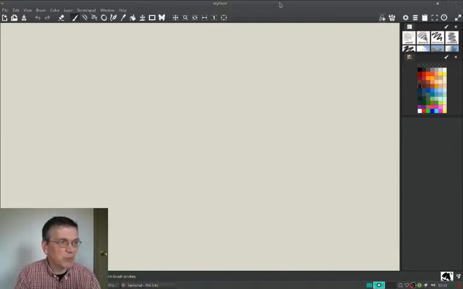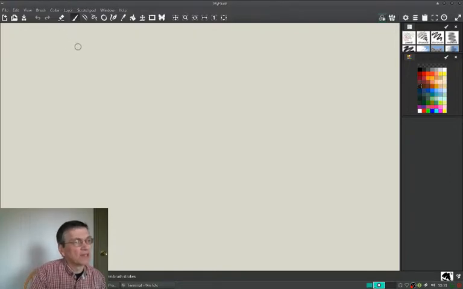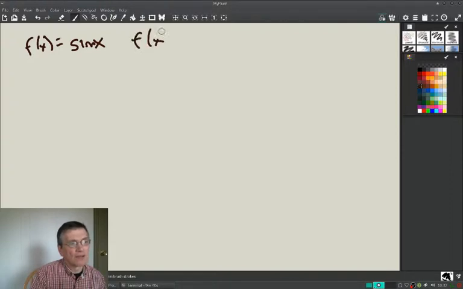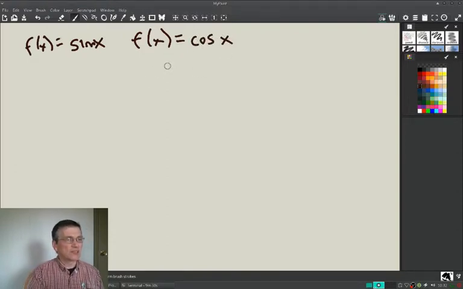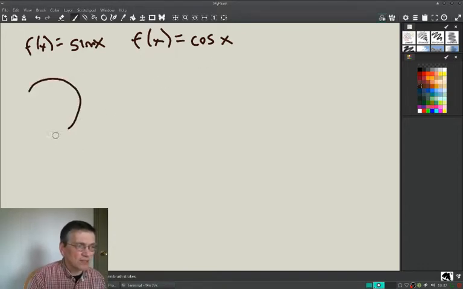Today we move on into talking about sine and cosine as being periodic functions. We've looked at sine and cosine in terms of the unit circle and in terms of triangles, but we're going to take a look at them separately just as periodic functions. I'm going to draw the unit circle one last time.